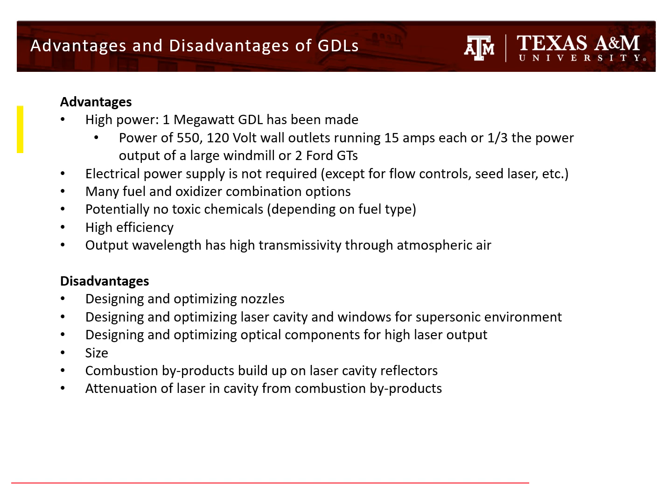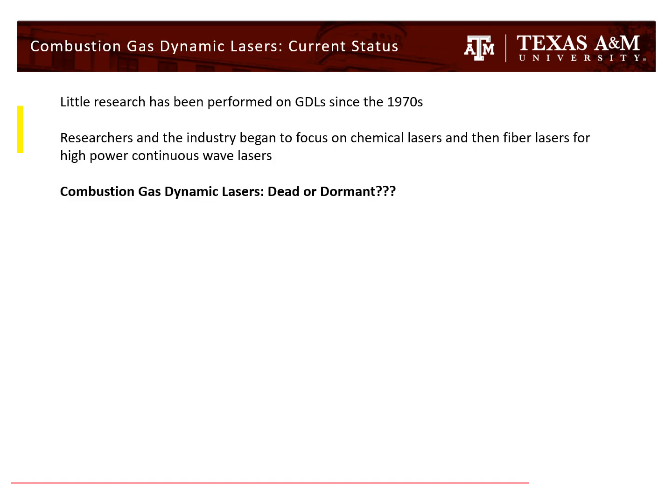You can use different fuels. You don't need an electrical power supply. They're efficient. The wavelength they output transmits through the atmospheric air very well. So there could be application for these in directed energy. Those are some of the big advantages of a gas dynamic laser, but there's also significant disadvantage of these, which is designing nozzles and laser cavities and different optical components to work with far infrared light. And these things are difficult to design when you're in a combustion environment. They're also quite large, and those are just some of the main disadvantages.